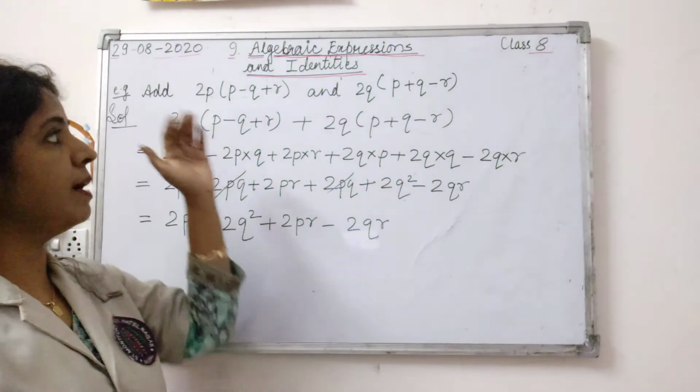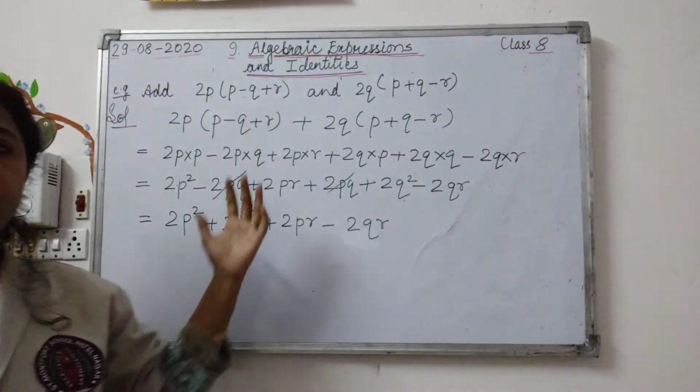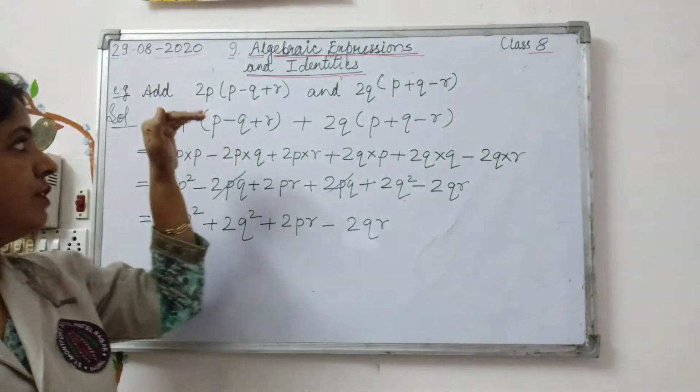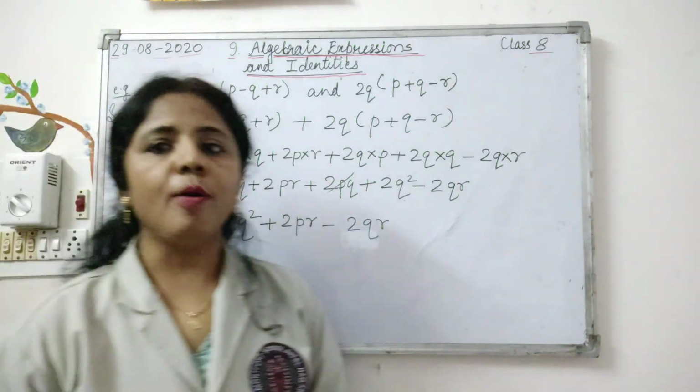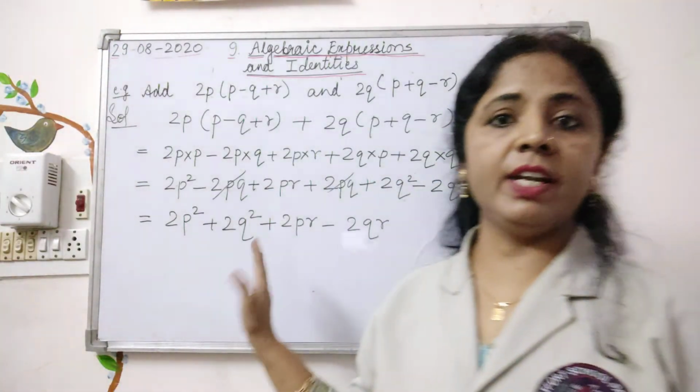Now if it is given for subtraction, then also we will perform the same steps. First we will multiply the expression and then perform the operation of addition, or subtraction if it is subtraction.